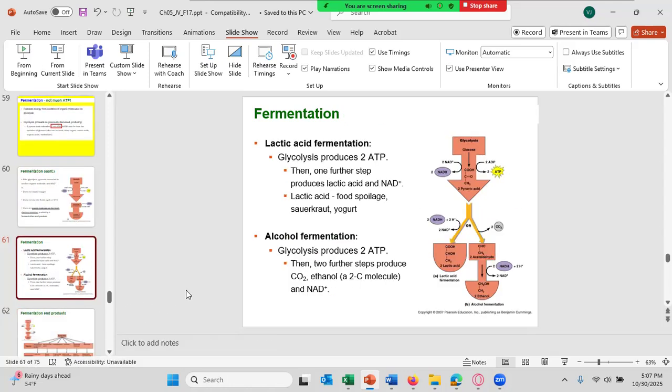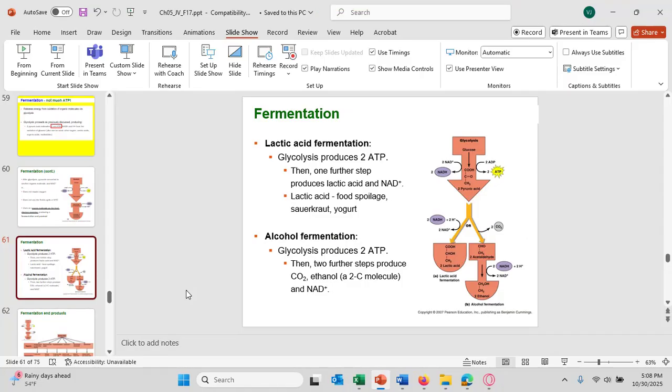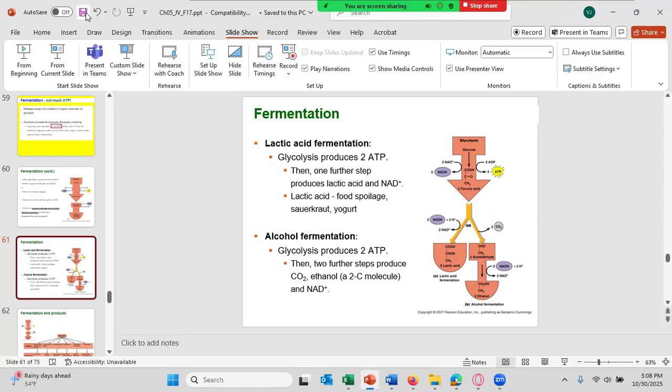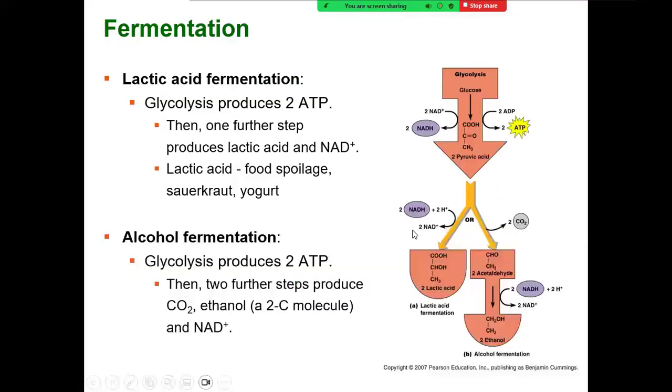There are two fermentation reactions I want you to know. There's lactic acid fermentation. This is something that your muscle cells can engage in, where glycolysis of glucose produces 2 ATP, and then there's one fermentation step further, converting the pyruvic acid into lactic acid.